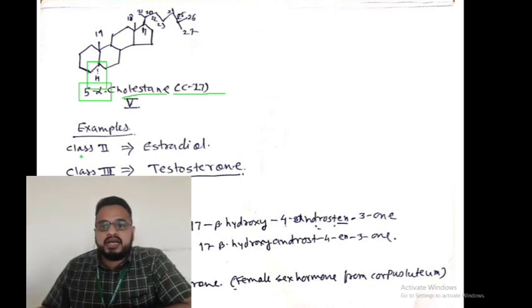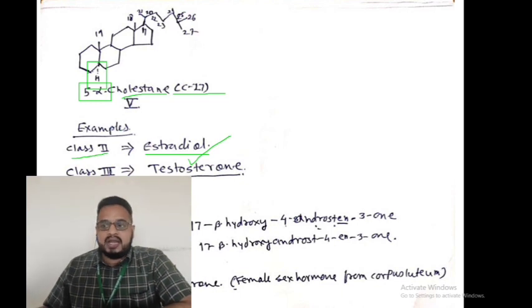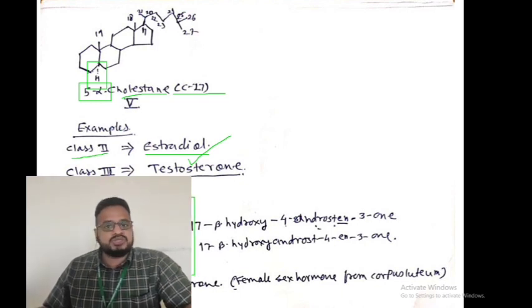Understand? So now the first example we have done with, that is the class 2, that is estrane. Example is estradiol. Now class 3, that is androstane, and the example is testosterone. Now I have drawn here the testosterone. If you check the testosterone, 17 carbon, then this is 18 and this one is 19. So 19 refers to androstane.